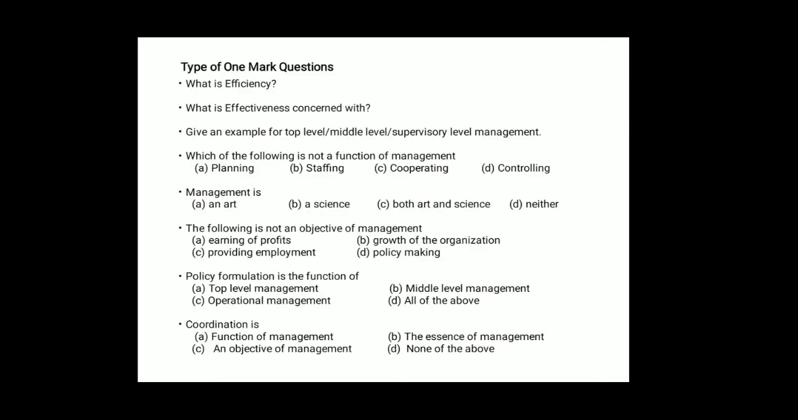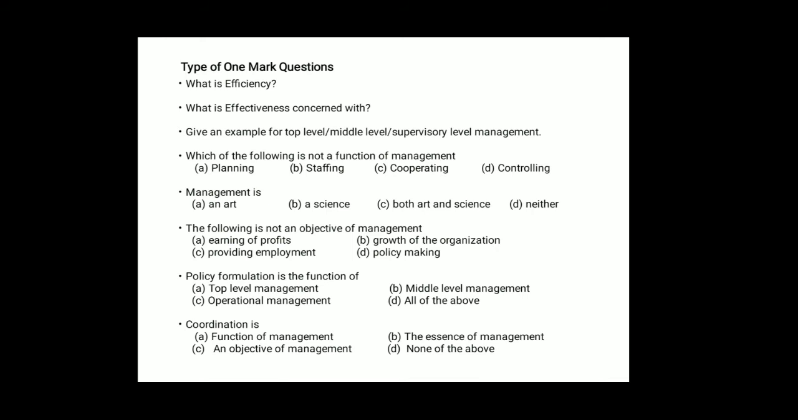Then the type of 1 mark questions. Write the 1 mark questions from the chapter nature and significance of management. What is efficiency? What is effectiveness concerned with? Give an example for top level, middle level or supervisory level management. Next, which of the following is not a function of management? This is a multiple choice question.